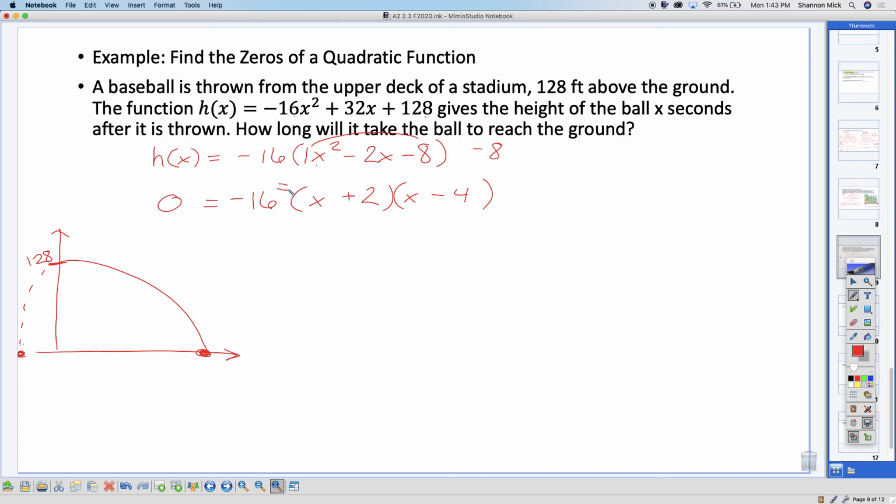Does -16 ever equal 0? No, because you don't have a variable. If I had a variable, it would be 0, correct? Then x equals what for the first one? -2. And what for the second one? 4. So -2 won't work, and this is 4. And why doesn't -2 work? Because you can't go back in time. So how long does it take for it to reach the ground? 4 seconds.